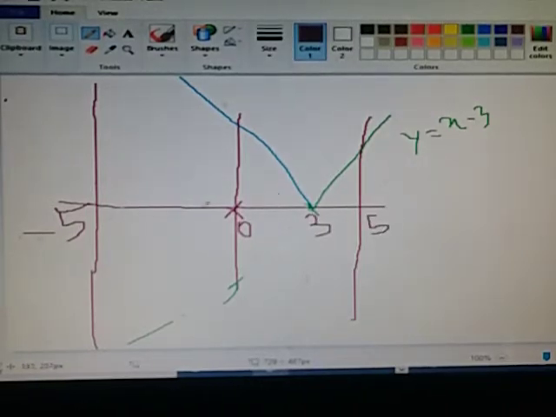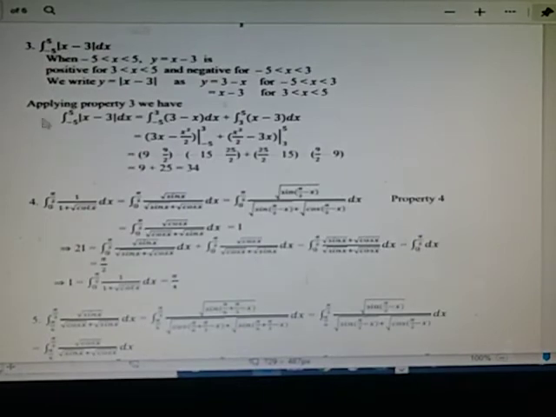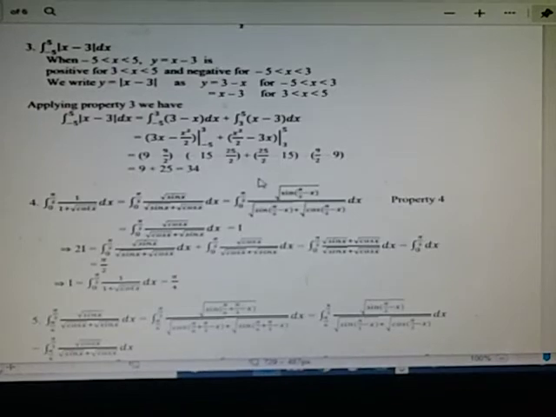So you consider two parts. For this part you consider minus of x minus 3, and for this part you consider x minus 3. For minus 5 to 3, our integration is this one, where the negative of x minus 3 is 3 minus x. For 3 to 5, our value is this one. So we are doing this, and the value is 9 plus 25, which is 34.